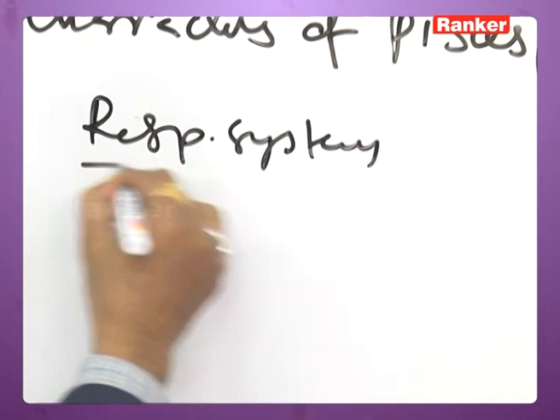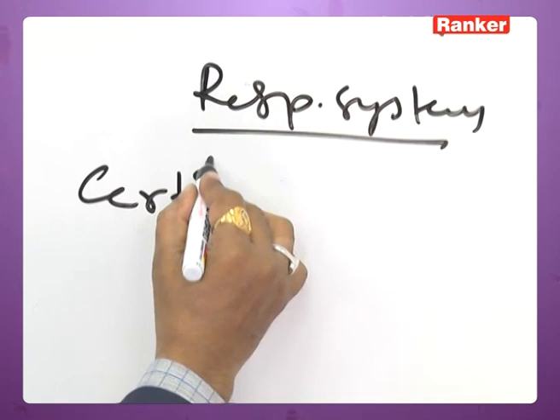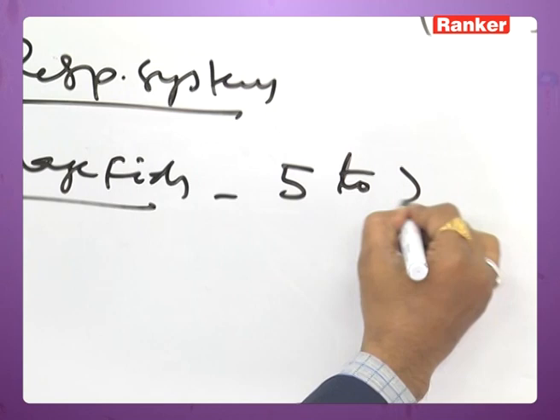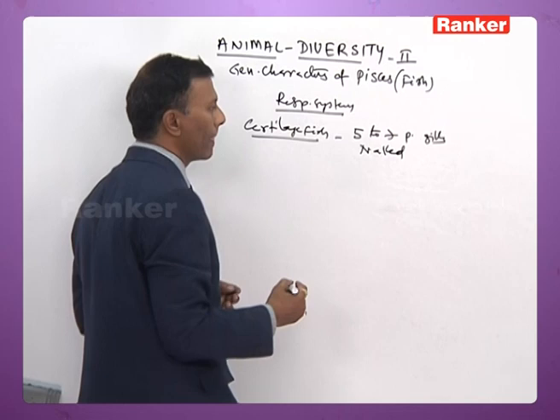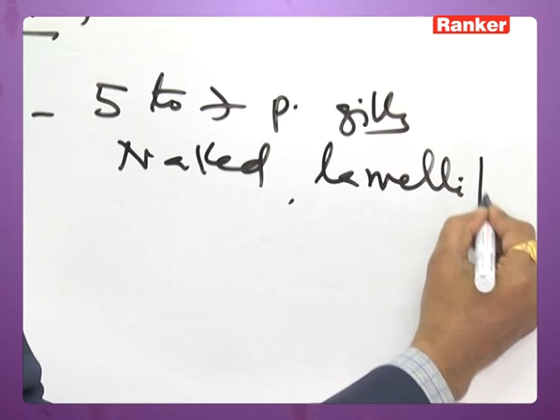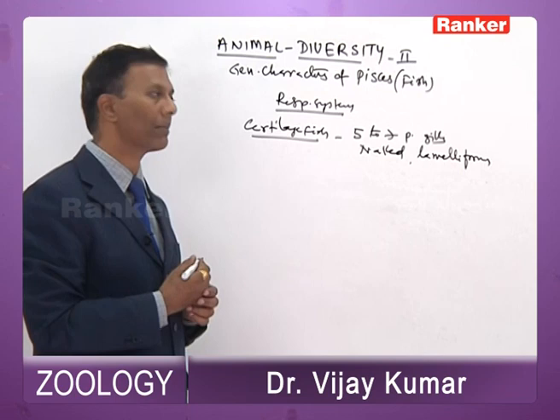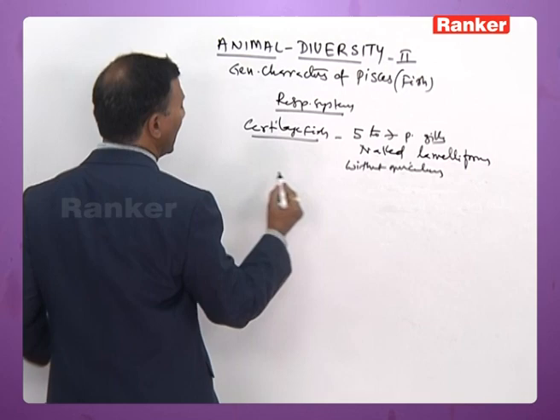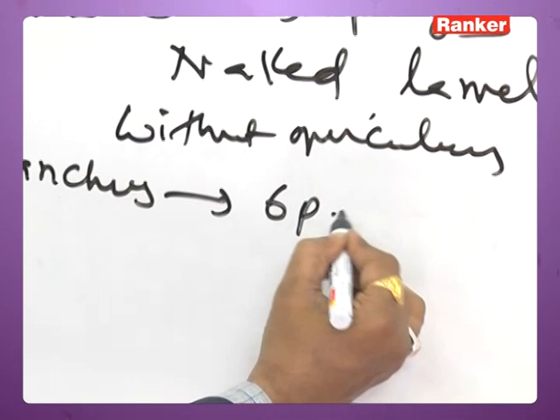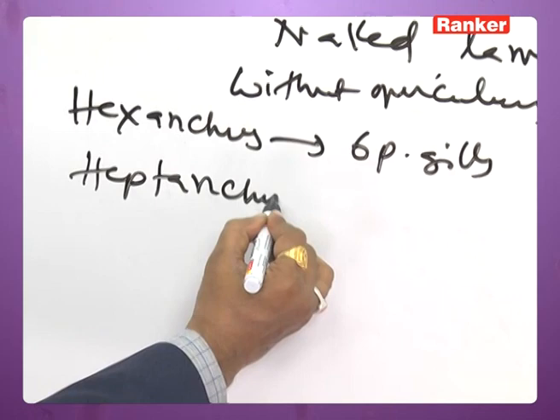If you observe the modifications in the respiratory system, in cartilaginous fish, 5 to 7 pairs of gills are present. All the gills are naked, and the gill lamellae are lamelliform, that is, plate-like gills are present. All gills are naked without operculum. A shark called Hexanchus has 6 pairs of gills. Another shark called Heptanchus has 7 pairs of gills.